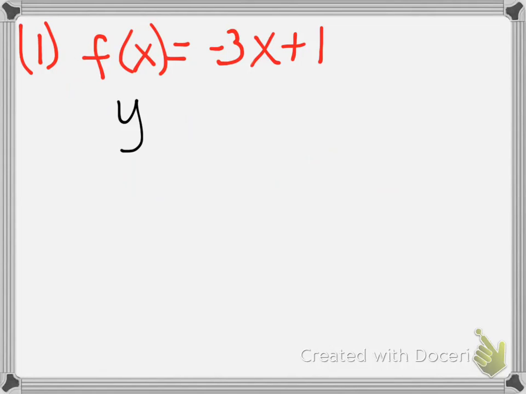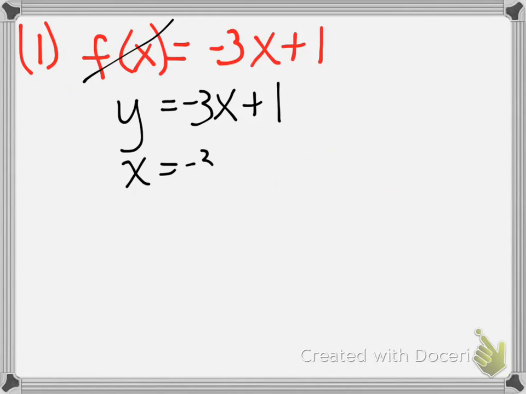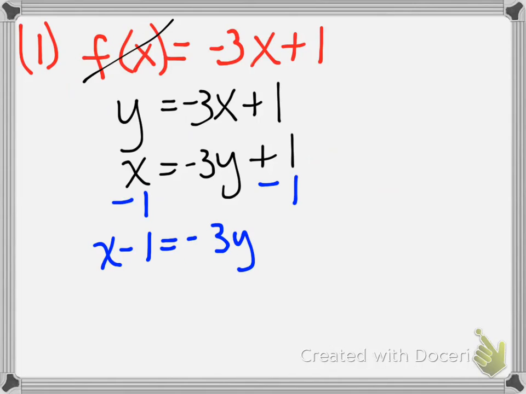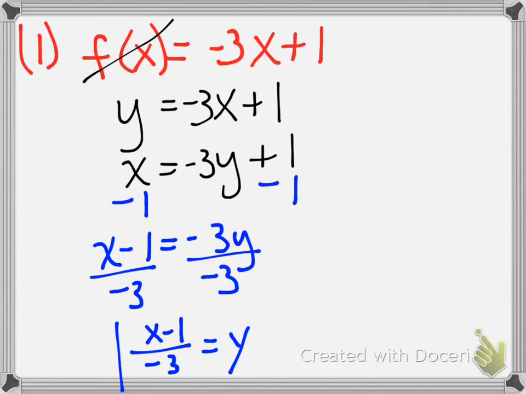So when you're trying to find the inverse, the first thing I do is rewrite the equation, because we know f of x is the same thing as y. Then we're going to switch the x and the y. And now I want to get y back by itself. So I'm going to subtract 1 from both sides. And then I'm going to divide both sides by negative 3. So I have x minus 1 divided by negative 3 equals y. And that is my inverse.